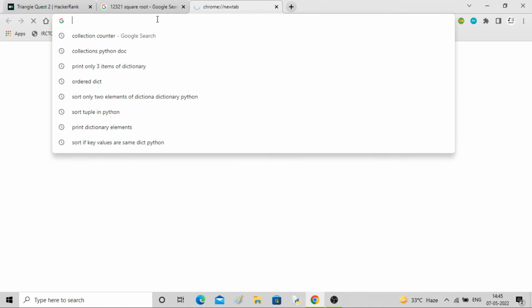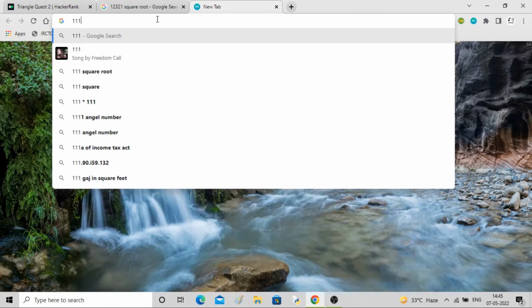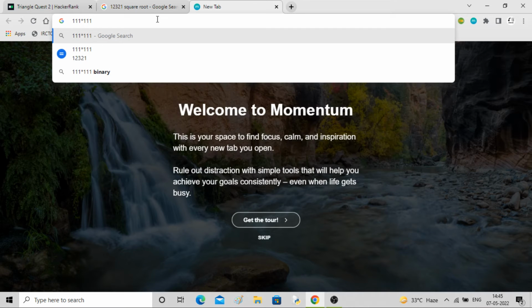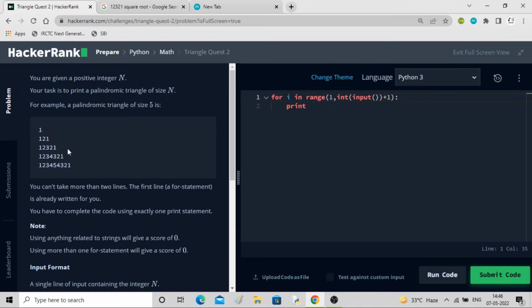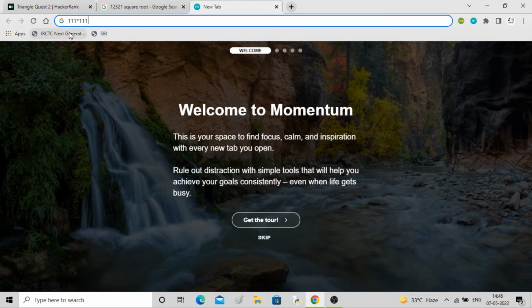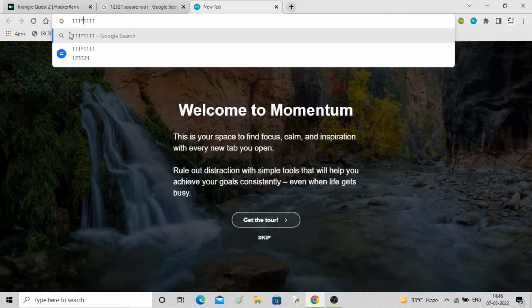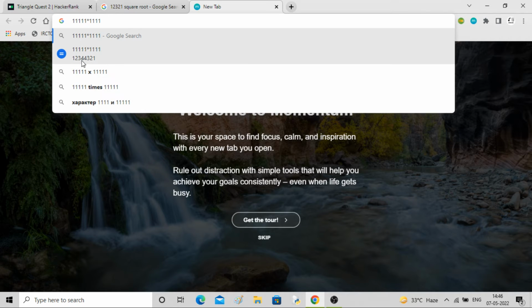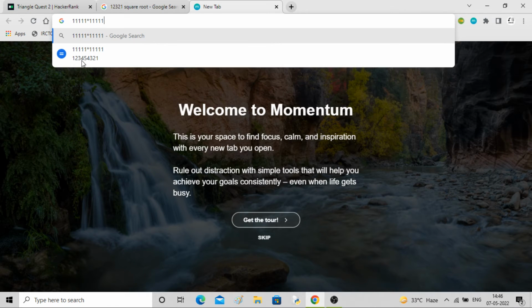Let me do that, 111 into 111. So you can see 12321, right? And then similarly it would be the square of 1111, right? So let's see, if I do 1111, you can see 1 2 3 4 3 2 1. Similarly if I add one more 1 here, then 1 2 3 4 5 4 3 2 1. So you can see the pattern.